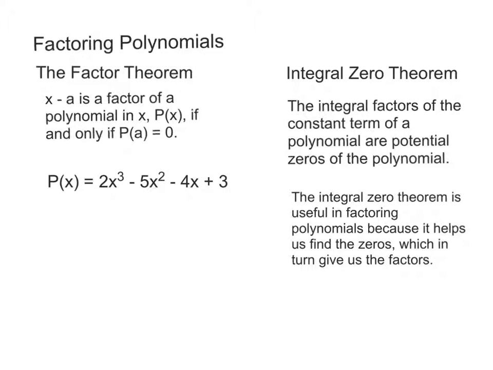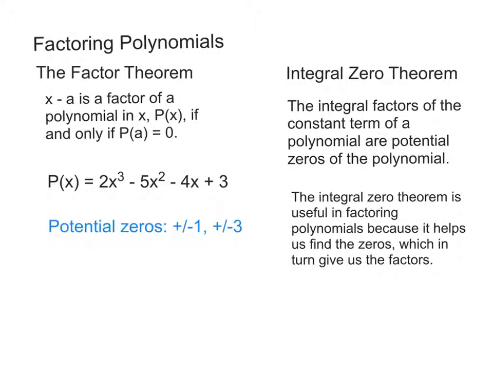We have the integral zero theorem, which says the factors of a constant term of a polynomial are potential zeros of the polynomial. So that means if we're looking for possible factors, we're going to look at the factors of the constant term. So for this one, the ones that we're going to test, so potential zeros, would be the factors of 3. So potential zeros of this polynomial are positive and negative 1 and positive and negative 3 because those are the factors of 3.